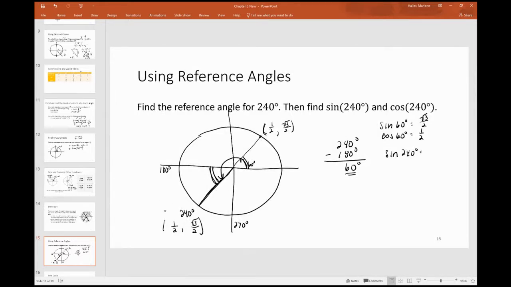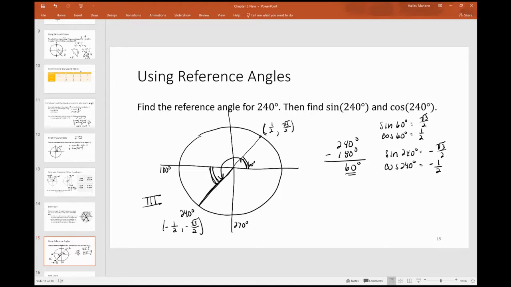But over here in quadrant 3, x's are negative, and y's are negative. So these have to be negative. Then the sine of 240 degrees has to be negative square root 3 over 2. It's going to be the negative of the sine of its reference angle, and again, that's because we're down here in quadrant 3. The cosine of 240 degrees is going to be negative 1/2.